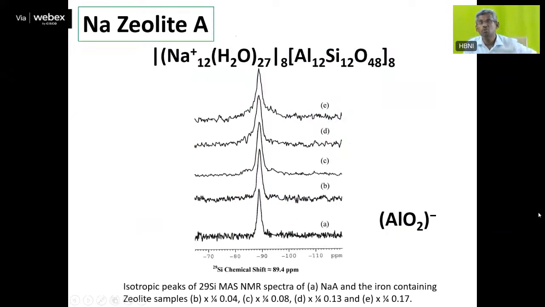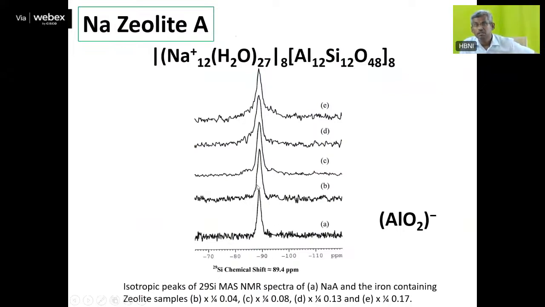So this is a compound of basic interest. It has silicon and aluminium content the same. The number of silicon atoms is the same as the number of aluminium atoms. As I mentioned, Si is nothing but SiO2, whereas aluminium exists as AlO2 minus. Since each AlO2 has 1 negative charge, 12 aluminium will have 12 negative charges, which will be neutralized by 12 sodium ions. That is why 12 sodium ions come. Water molecules are also associated with that.